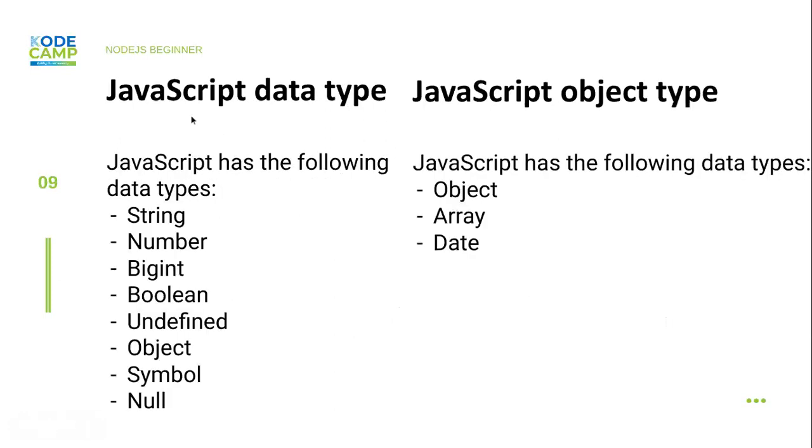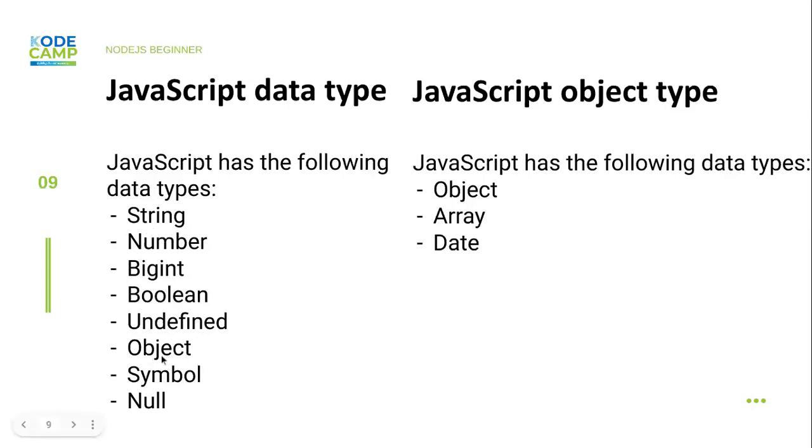Okay, so JavaScript data types, and then JavaScript object types. We have different data types and we have different object types. Object is a kind of data type too. So we have string data type, we have number, we have bigint, we have boolean, we have undefined, we have object, symbol, and we have null.